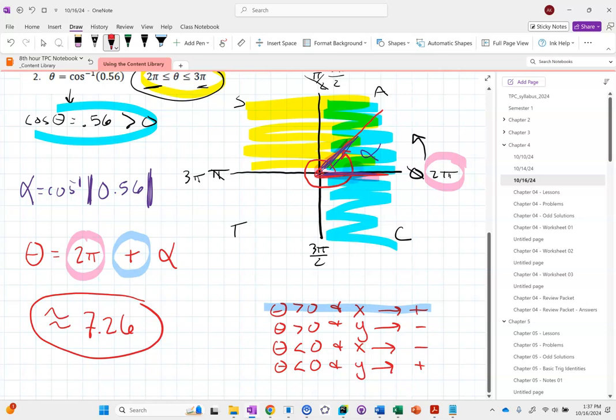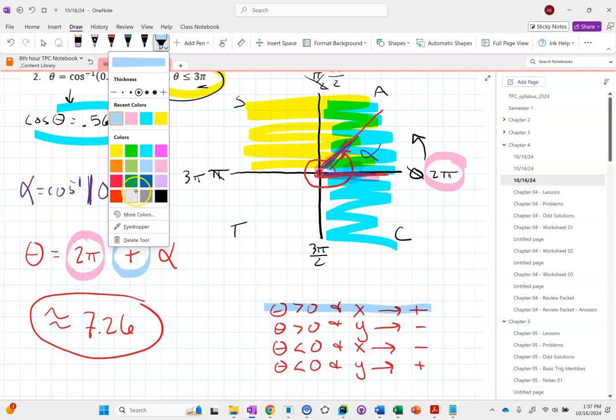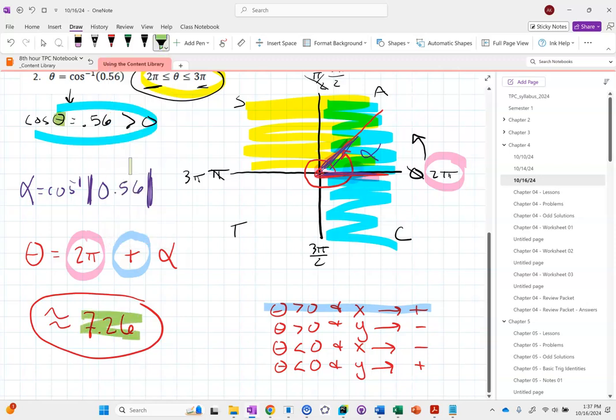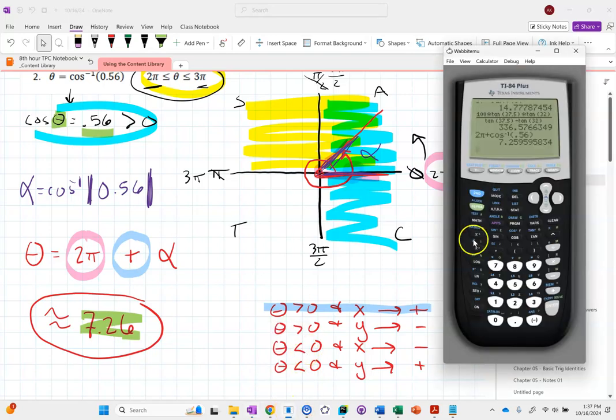To check that answer, I'm going to do 2 things. I'm going to take this, plug it in for theta to make sure I get 0.56. So cosine, if I do second negative sign, that'll give me the last thing I entered into my calculator. So that does give me 0.56, that's good.